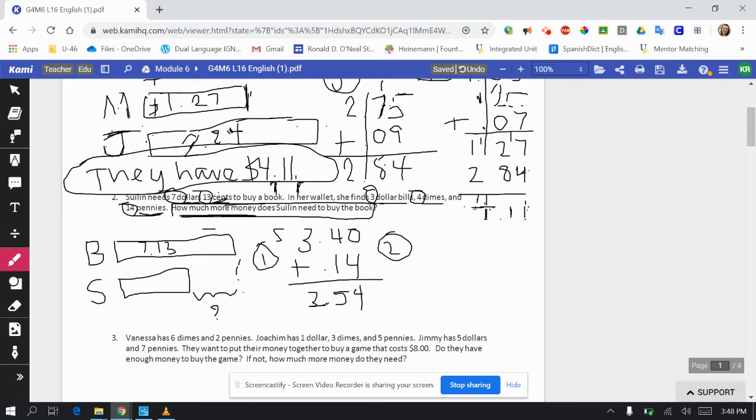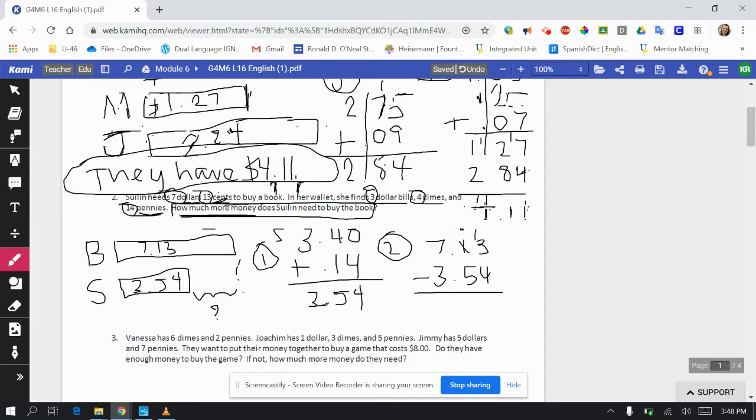And now this is a multi-step problem. So now I know that this will be $3.54. And so with that information, I can take $7.13 minus $3.54. I'm going to figure out how much more money she needs to buy this book.